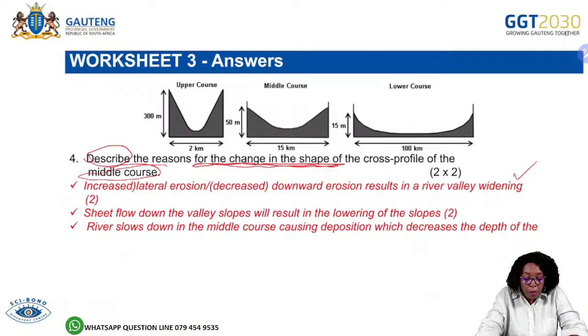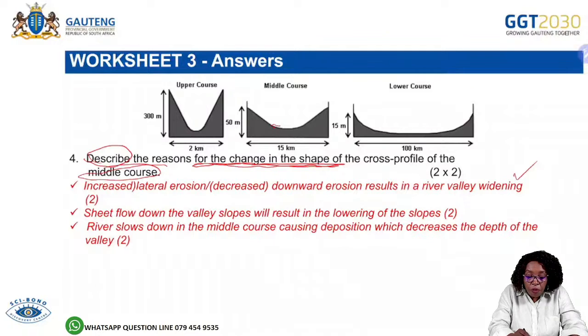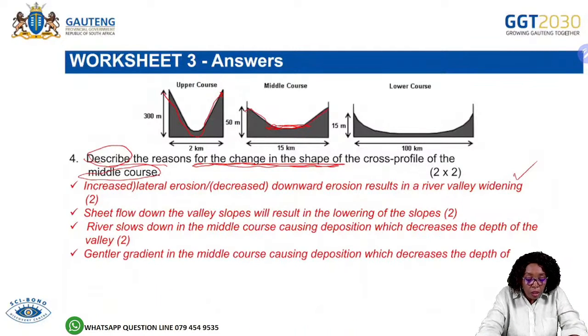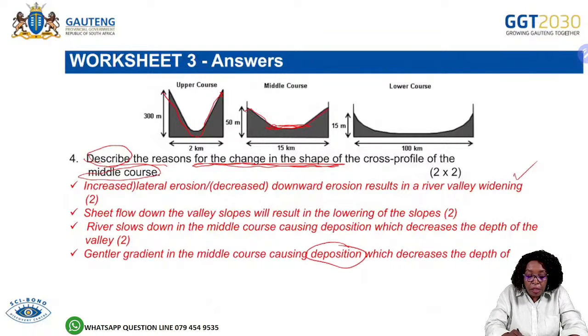The river slows down in the middle course, causing deposition, which decreases the depth of the valley. So the material that is deposited here, some of it would make the river not to be as deep as it was, and also change its shape from being this sharp to becoming this wider. Then the other answer that we can look at: the gentle gradient in the middle course causing deposition. So the main process that we are looking at now is that the river is flowing slowly, there is deposition. There's a sheet flow down the valley, which results in the lowering of the slope. So there should be the cause and the effect. So this would result in that.